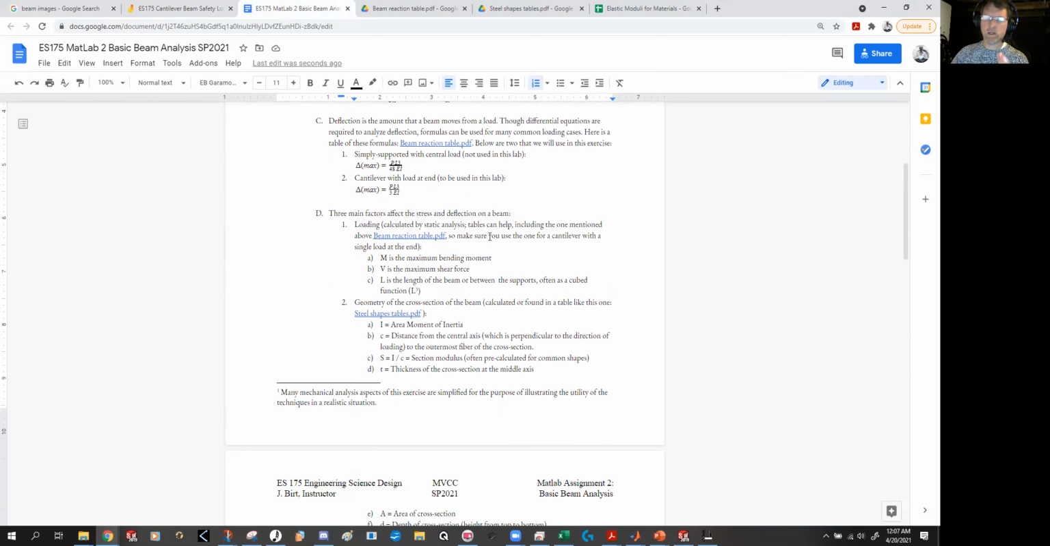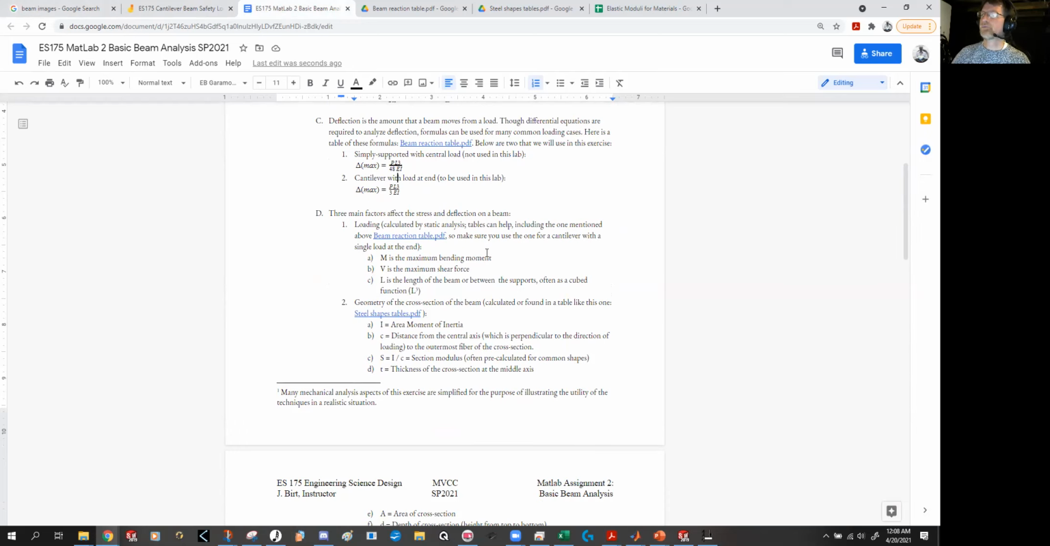So those are the formulas we're going to use. Don't worry, I'll walk you through that. No problem. But there are three main factors that affect the stress and deflection on the beam. Number one, the loading. Okay, if you don't load it, there's nothing to break. It's not going to break anything, you know.